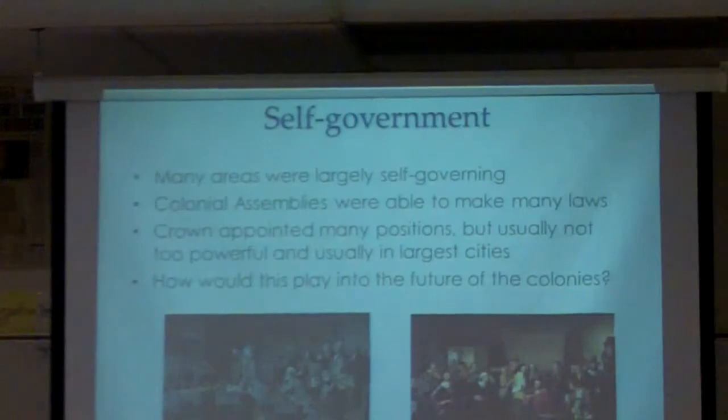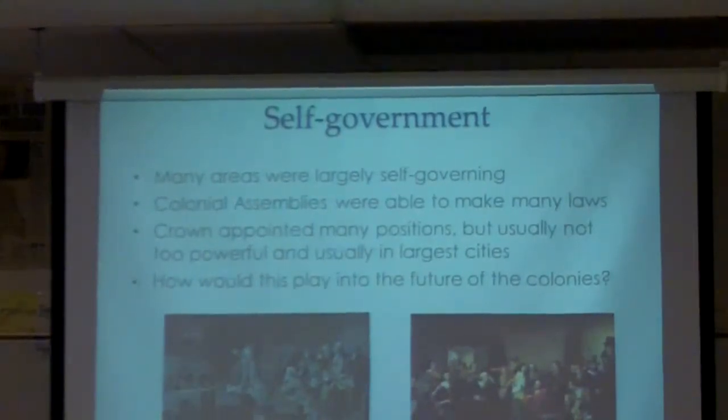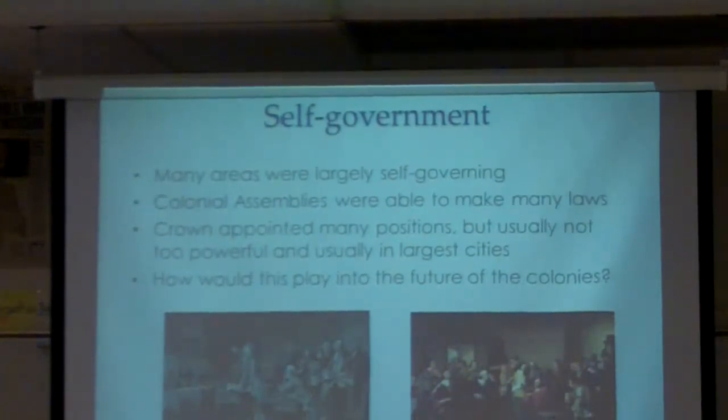All right, self-government. This is kind of a mixture of things. We have the House of Burgesses. We have the Fundamental Orders of Connecticut. We have these various things where the British are allowing us to have some government. We have power. We have independence. What happens later on when they try to take some of that away?